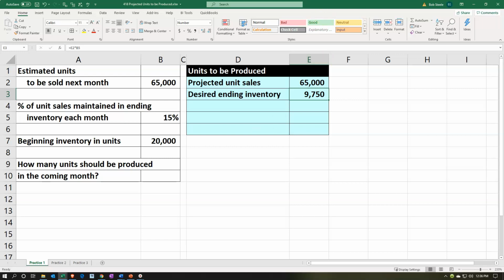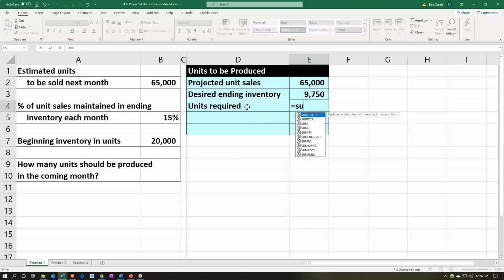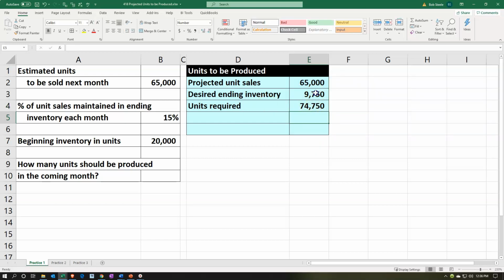So that means the units that we need to have will be the sum of those two. Equals the sum of, I'm hitting the up arrow once, holding down shift, up arrow again, and enter. Let's put an underline here for formatting, home tab, font group, underline. That means that we're going to need 74,750 units.